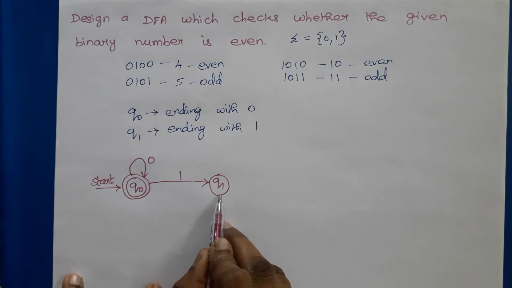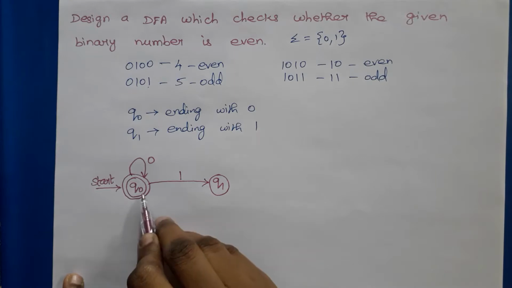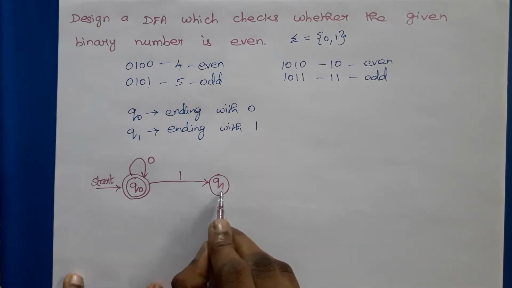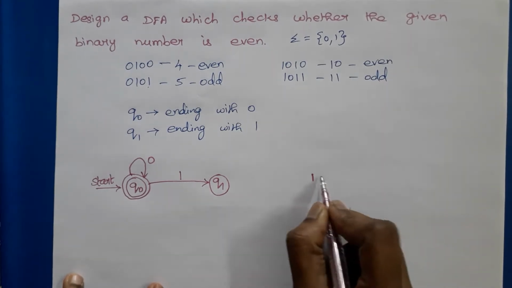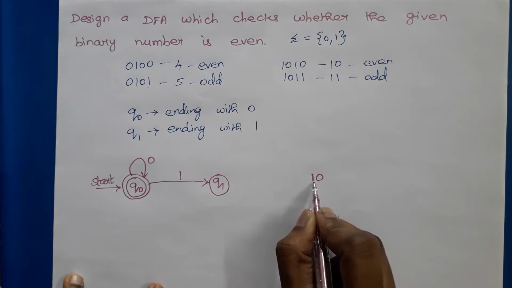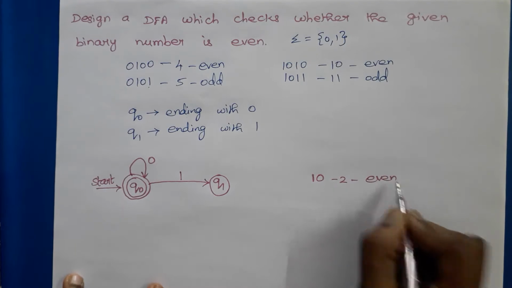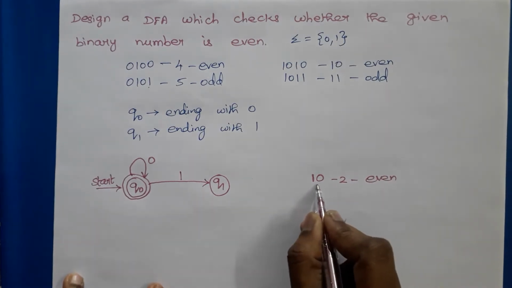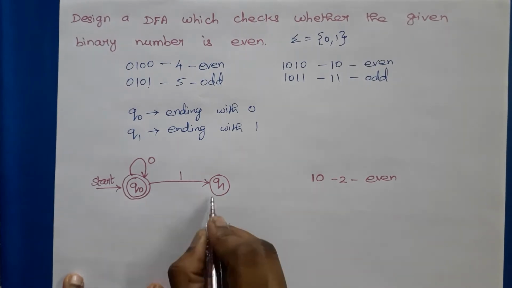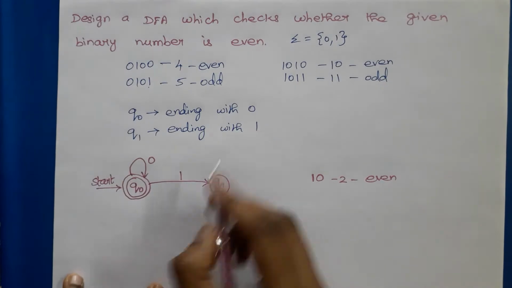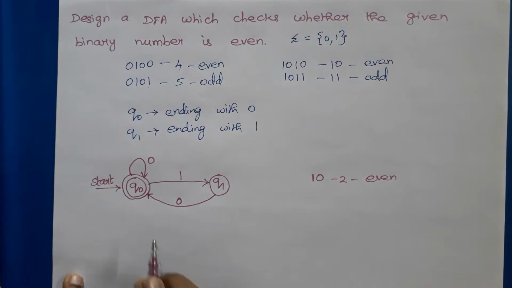Similarly, from Q1, if the next input is 0, we have already recognized 1. We are in state Q1 after reading 1 only. So after reading 1, if the next input is 0, then the decimal equivalent for this number is 2. 2 is an even number, that is, the binary string ends with 0. So if 0 is the next input symbol, it should go to Q naught. So from Q1 to Q naught, draw an arc, and that arc should be labeled by 0.